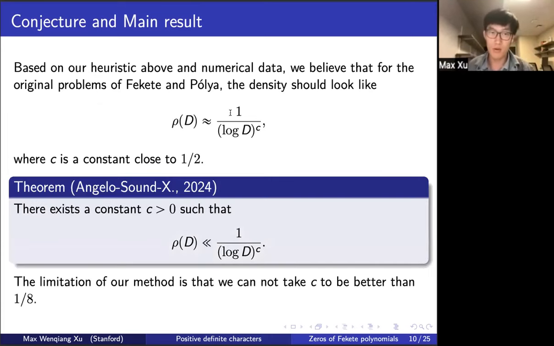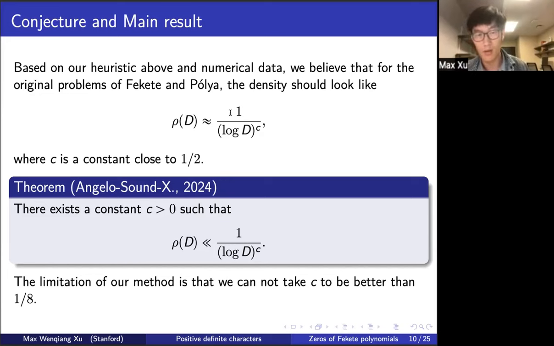So the theorem in progress, as I mentioned, hopefully will be on arXiv this summer. What we can prove is an upper bound: rho d, for both of those questions, will be at most one over log d to some power. Unfortunately, we cannot get our constant c to be very close to half, which is supposed to be the correct answer. There's some limitation in our method, so the best constant we can get will never be better than 1 over 8.